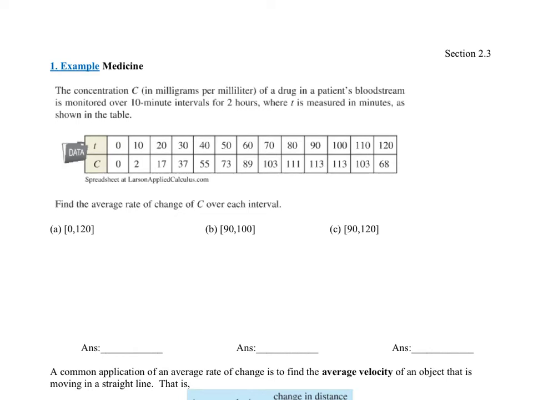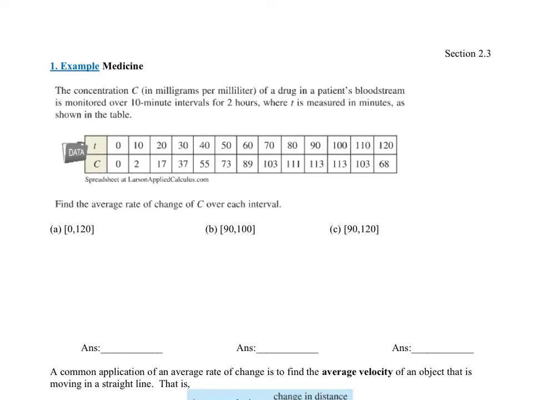So let's see some examples of average rate of change. This first one says the concentration C, in milligrams per milliliter, of a drug in a patient's bloodstream is monitored over 10-minute intervals for 2 hours, where T is measured in minutes as shown in the table.